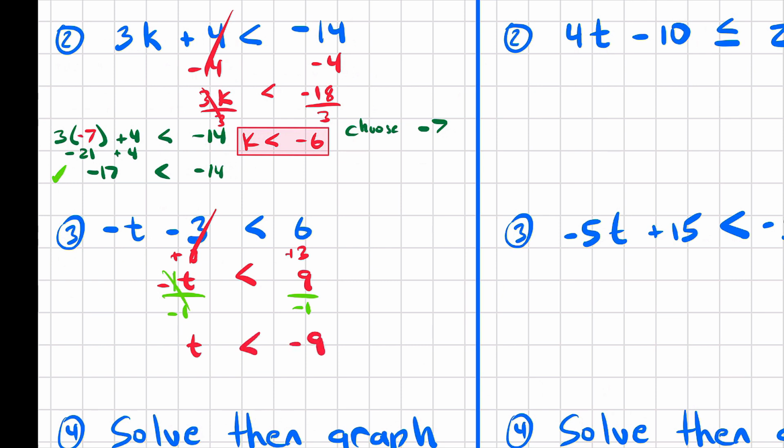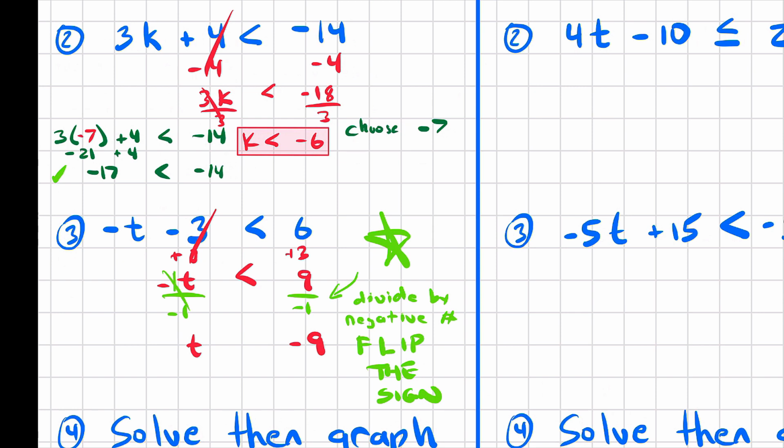But one thing you have to remember, put a big star there. This is the one that catches most students on the test. Anytime you're dividing, if you divide by a negative number, you need to flip the sign. So instead of it being t is less than negative 9, it is going to be t is greater than negative 9. Okay, so why do we do that?